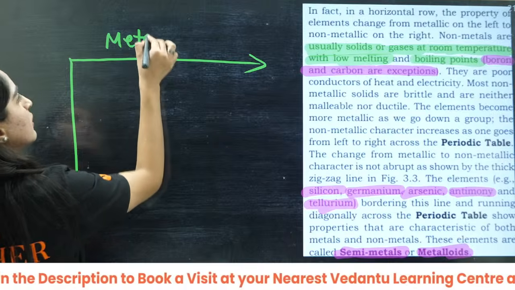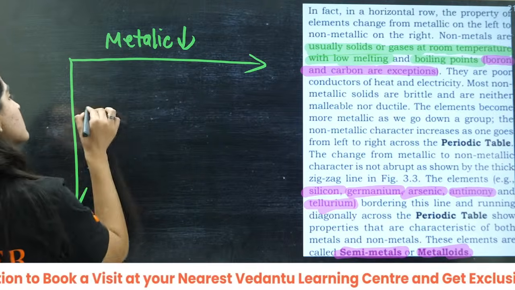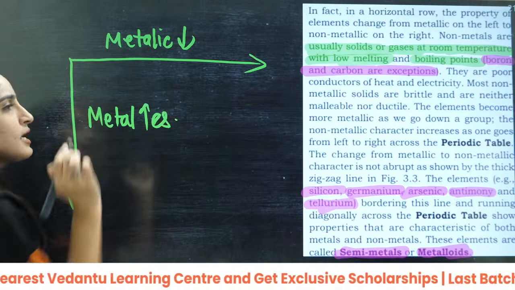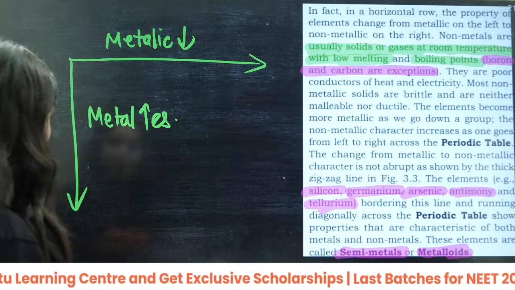Metallic character decreases here, here metallic increases, right? Here metallic increases. Okay?